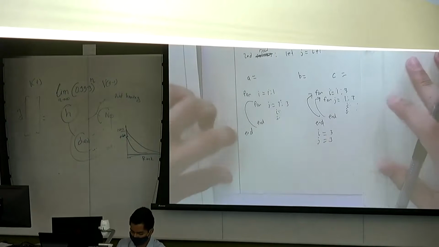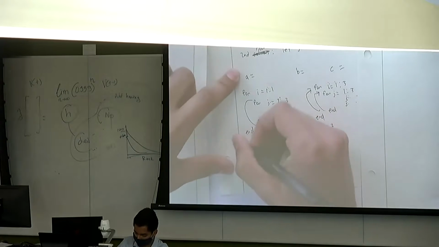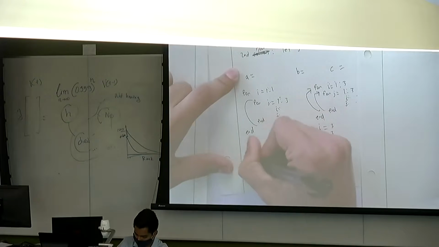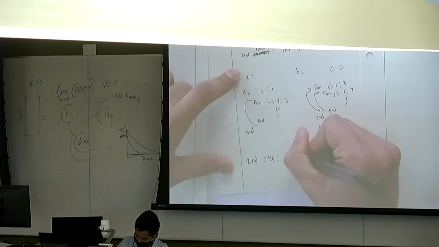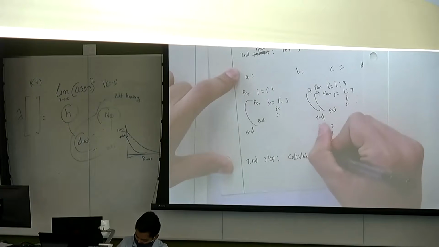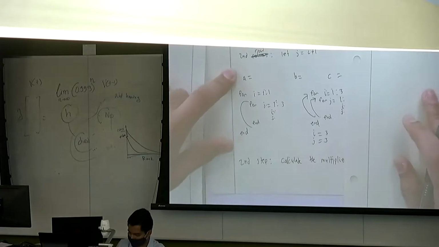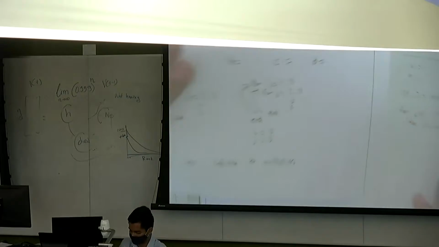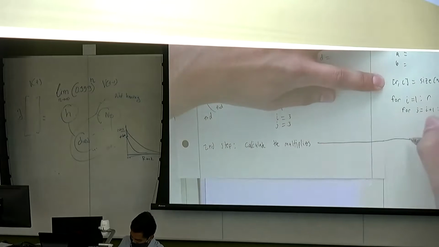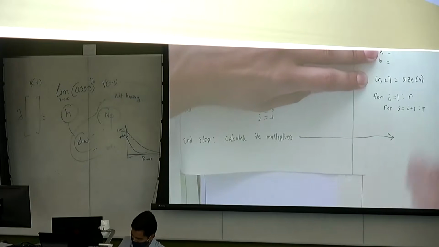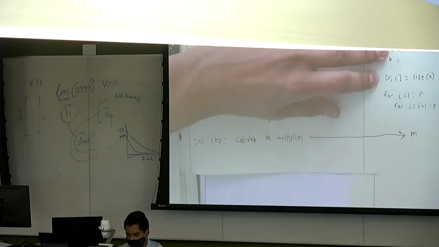So after I do this, the first step, the second step is to calculate the multipliers. Okay, so I'm going to put this step right here. The step goes right here. So how do I calculate the multipliers? So I'm going to call it M.